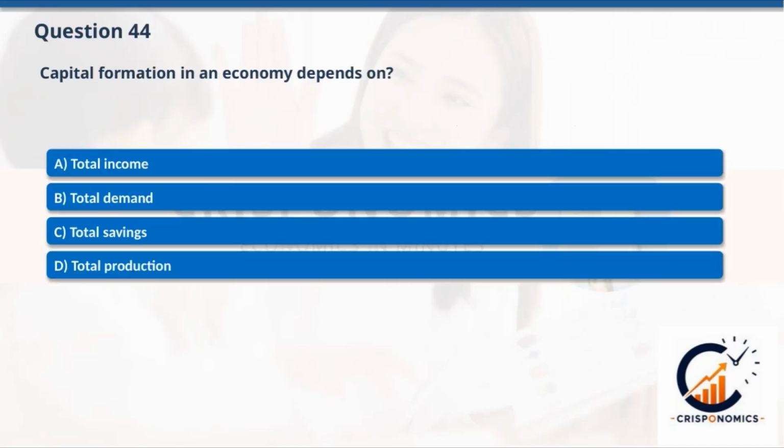When we talk about capital formation in an economy, we're really asking what drives the buildup of assets and resources over time. Is it total income, total demand, total savings, or total production? Each plays a role, but understanding which one directly influences capital formation helps us see how economies grow and invest in their future. Let's explore how these factors connect and which one truly fuels the creation of capital.